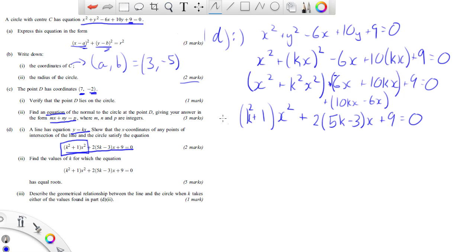Yep, that's exactly what they wanted. So that is the complete solution there. Done. These nice steps will get you full 2 marks for that.